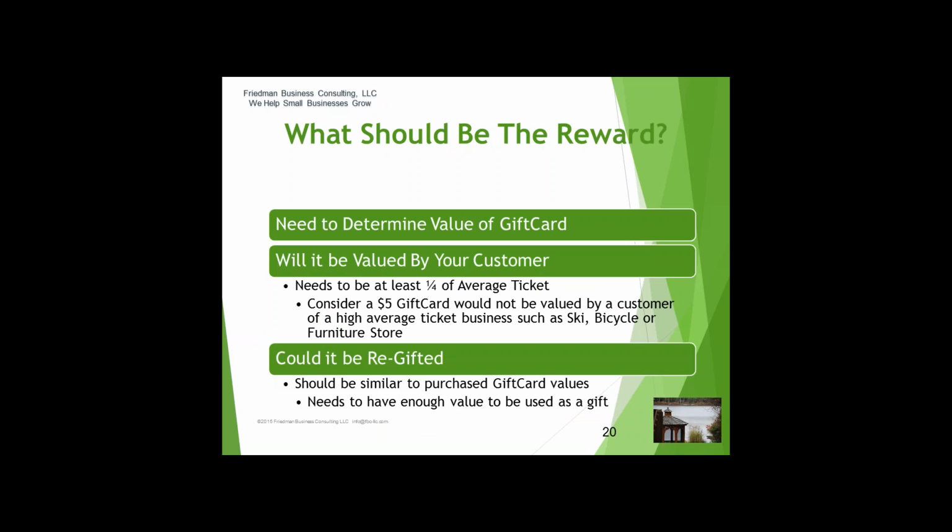I teach that it needs to be at least a quarter of your average ticket value. So if you have a $35 average ticket, you want to have a $10 gift card. Consider that if you're a very high average ticket business, like a ski, bicycle, or furniture store, and you gave away a $5 gift card, what would that do?